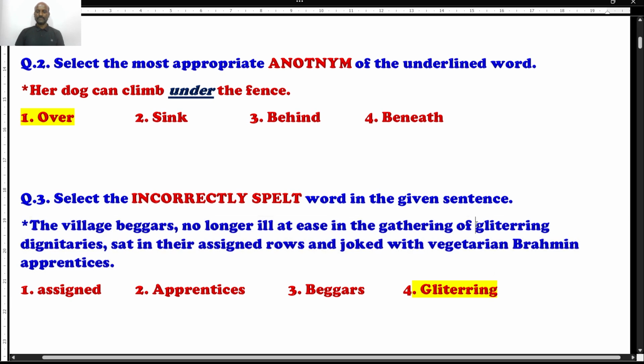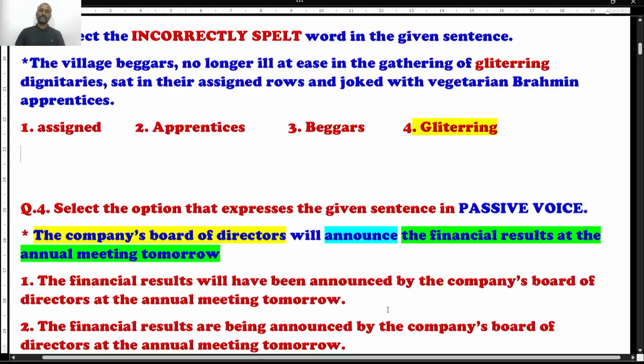See, if you find this word glittering, students, the spelling of glittering is absolutely wrong. So this word is incorrectly spelled, and this is going to be the answer. It is G-L-I-T-T-E-R-I-N-G. It is supposed to be double T, not double R. So this is the incorrectly spelled word. Well, you can lock it. Let's move to the next question.